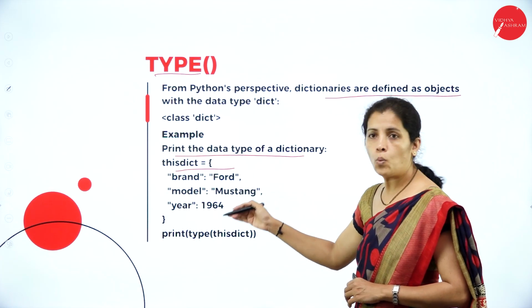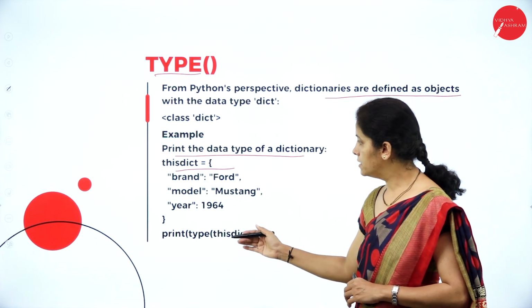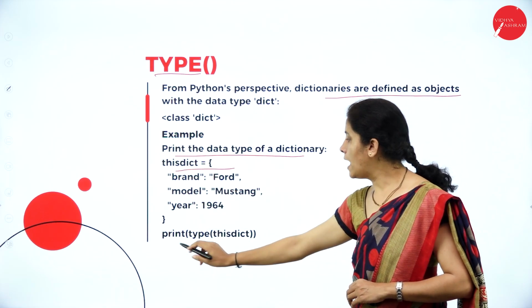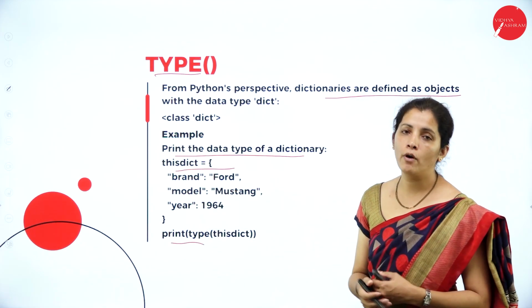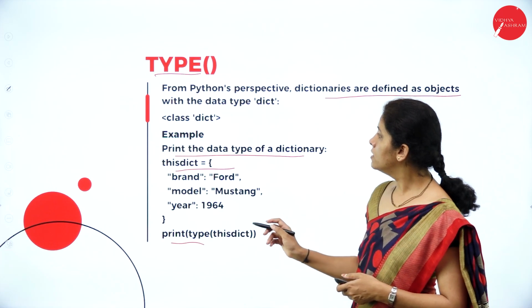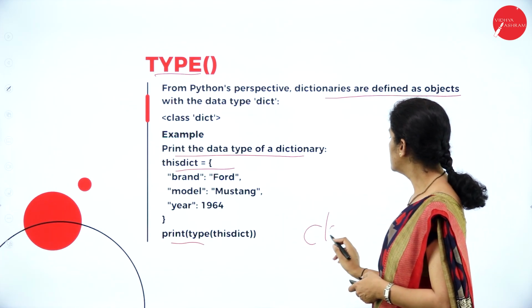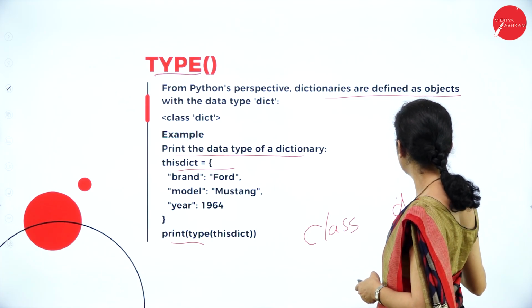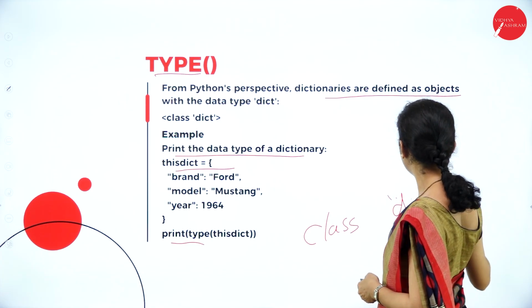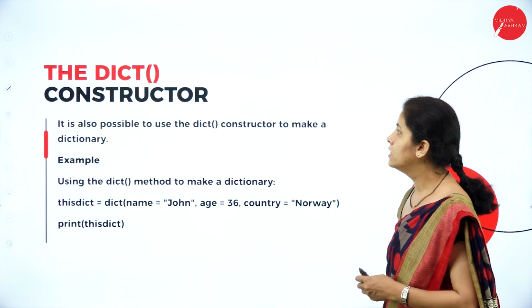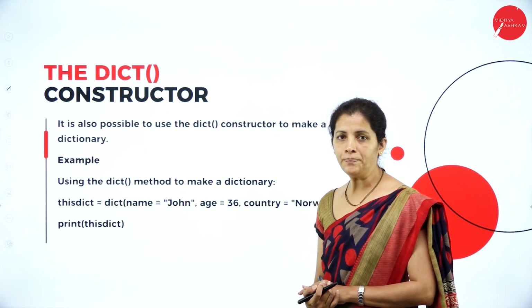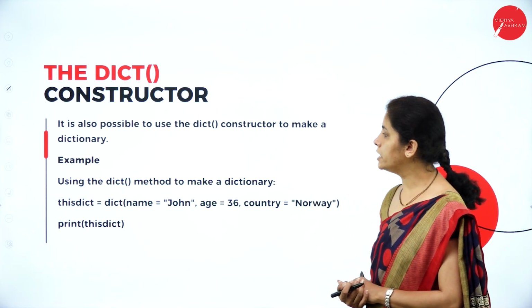I want to know what kind of data type it is. See here, I created the dictionary, and I want to know what type of data it is. So, the output is class, and what type of data is it? It is dictionary. So, the output is dict. Okay, fine. Now, I'm going to use dict. It's a constructor used to create the dictionary.